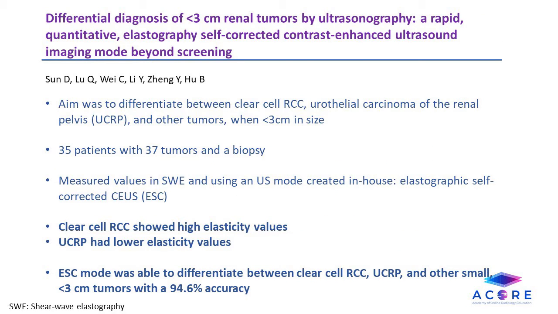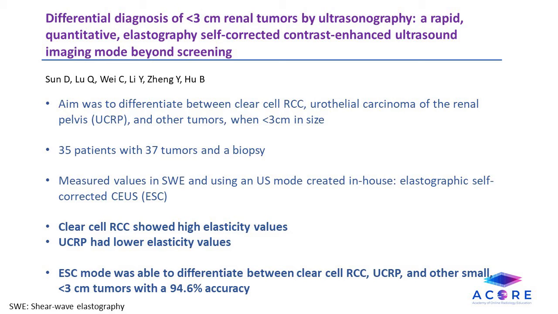For the next article, they looked at small renal tumors, which were smaller than 3 centimeters in size. They wanted to see if elastography could help differentiate these lesions. Specifically, they wanted to look at clear cell RCC, urothelial carcinoma of the renal pelvis, and other tumors to differentiate. So they had 35 patients with 37 tumors and a biopsy, which they compared to.